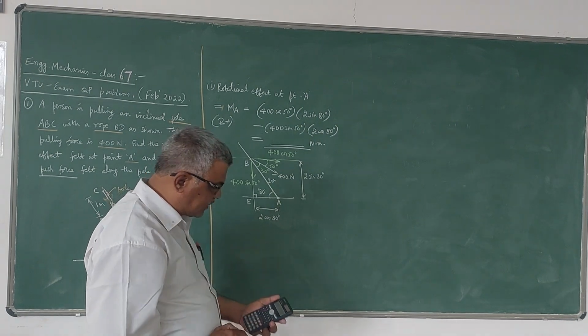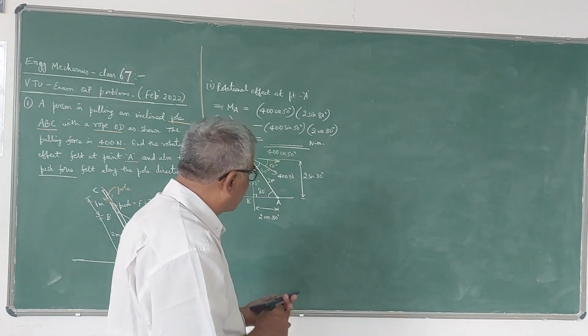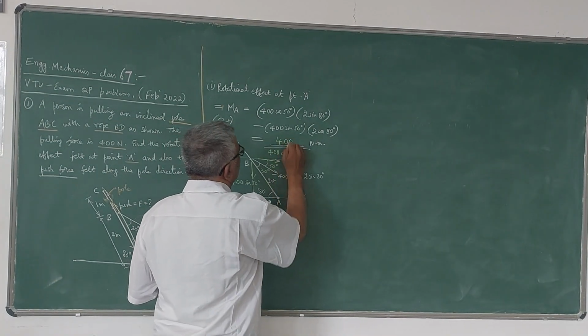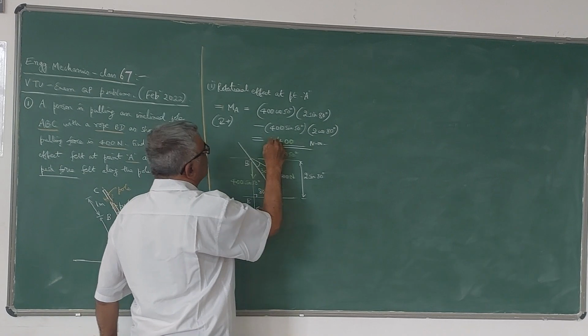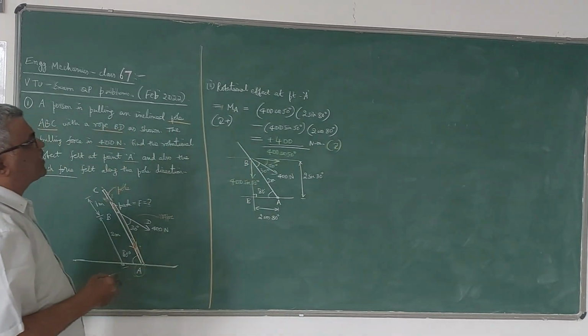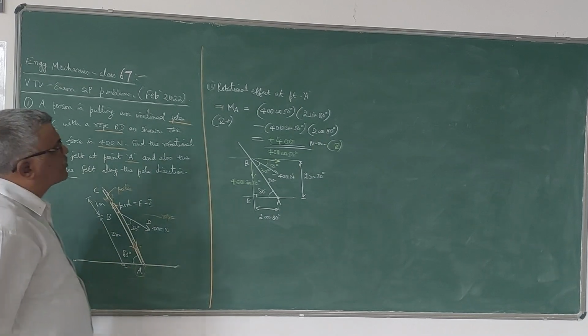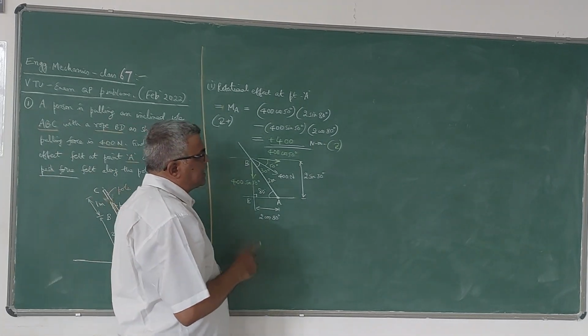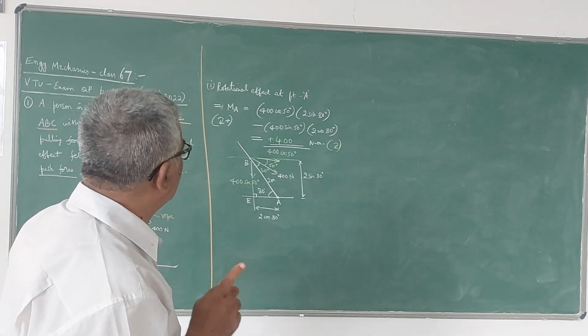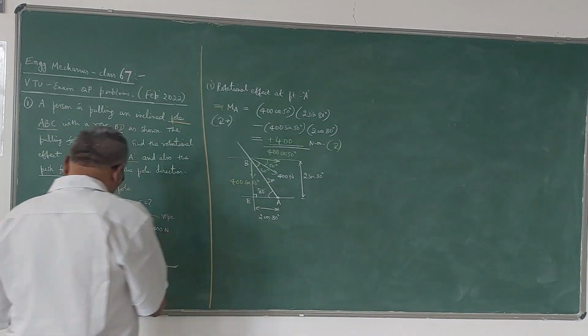So if you deduct that, you are going to get exactly 400. So 400 Newton meter is the moment. Since you are getting a positive value, this is clockwise. That means the rotational effect of this 400 Newton force about the point A is a clockwise moment of 400 Newton meter. That is the first part of the problem.